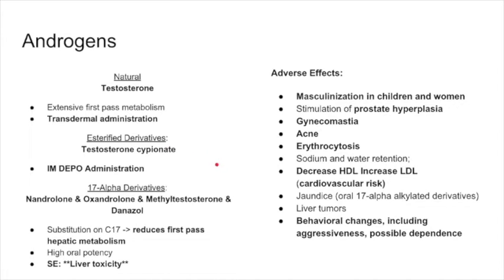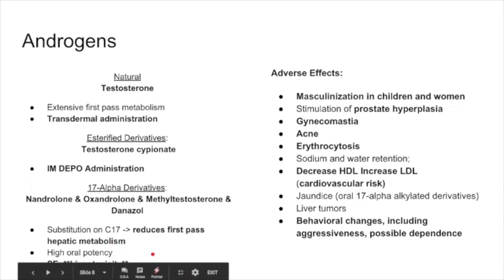Finally, we were smart enough to substitute on the 17th carbon of the steroid ring an alpha derivative. I forget what we put on it, but we can make changes to this portion of the steroid and reduce first-pass metabolism to the point that we now have an oral agent. So the 17-alpha derivatives are listed below: nandrolone, oxandrolone, methyltestosterone, and danazol. These have very high oral potency, and can be given orally.